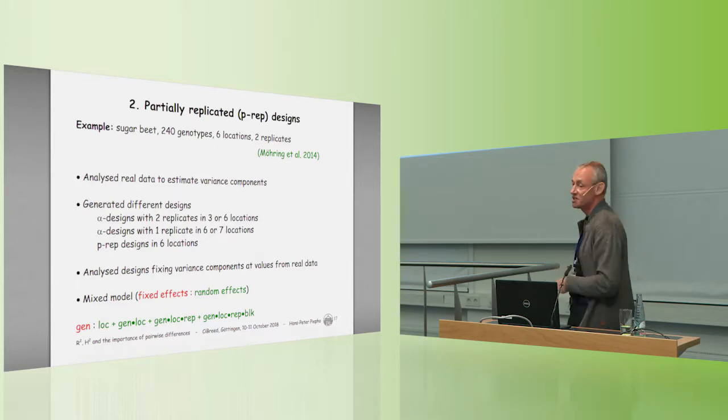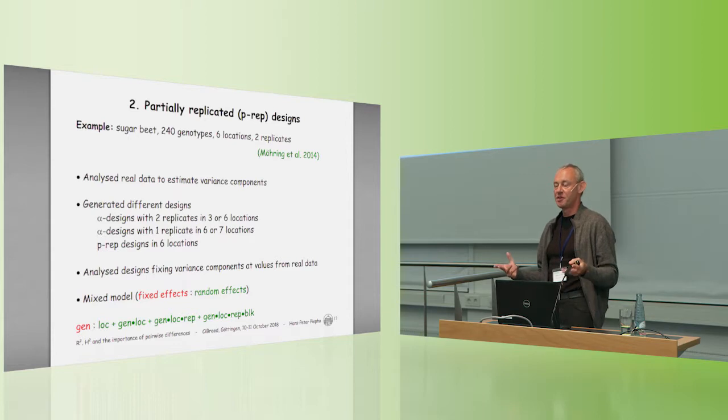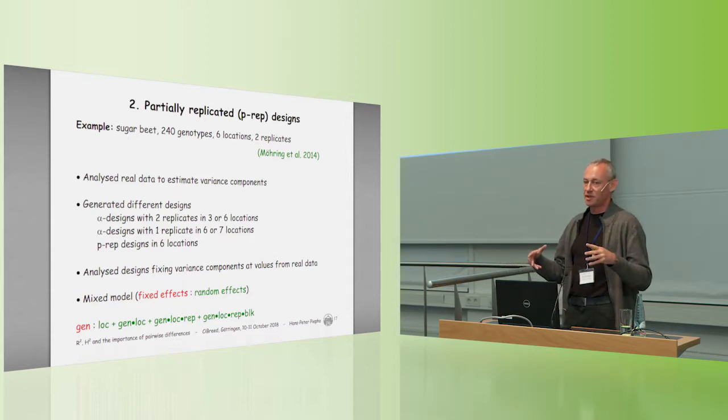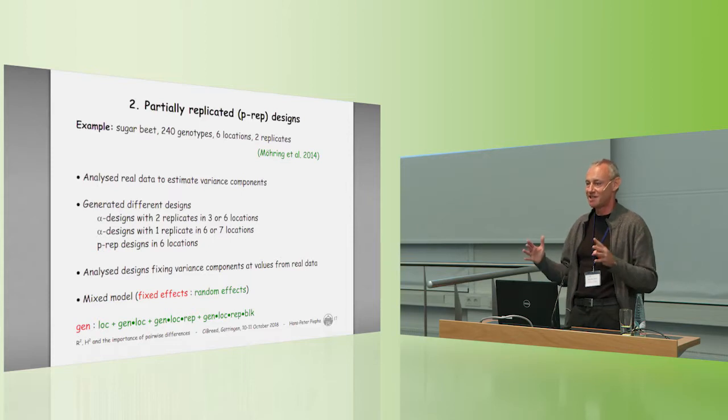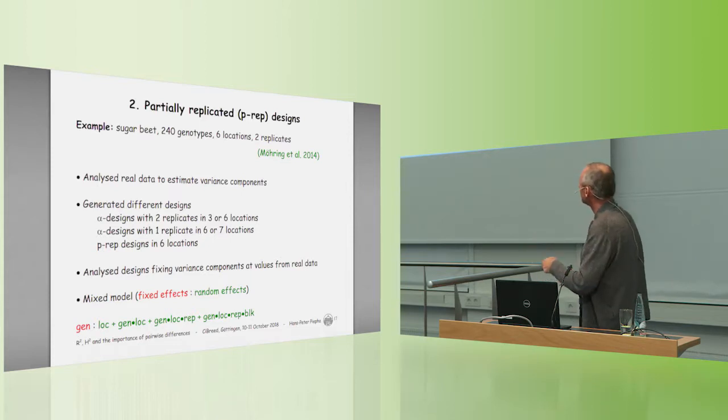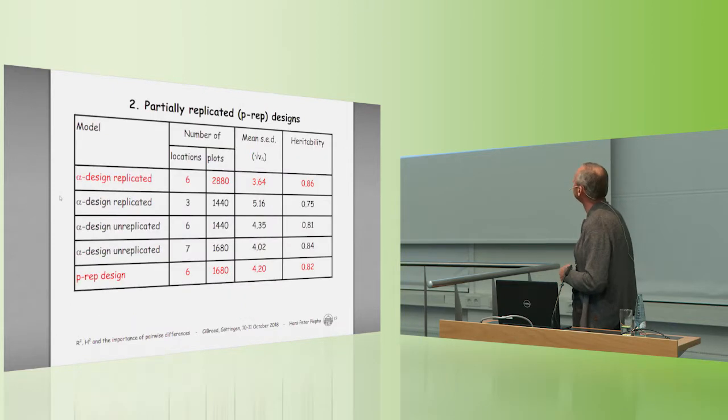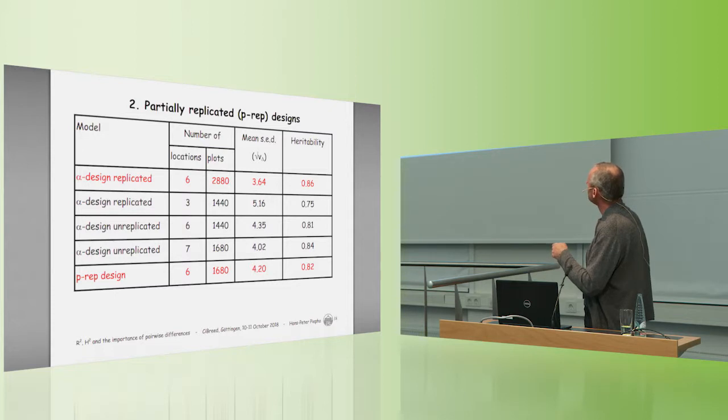And we use sugar beet data to estimate variance components, and then use those variance components in conjunction with superimposed alternative designs to compare efficiency. We used a mixed model for analysis with fixed effect for genotype and random effects for locations, G by E, reps, and incomplete blocks. So to assess efficiency, we looked at the mean standard error of a difference, which is just the square root of the variance of a difference. We also looked at heritability, and I'll come to heritability in more detail later. So whether you take heritability or you take the mean standard error of a difference, it's the same picture that emerges.